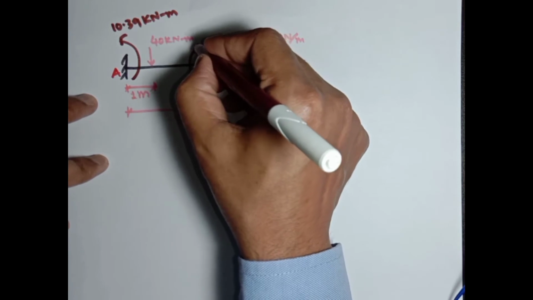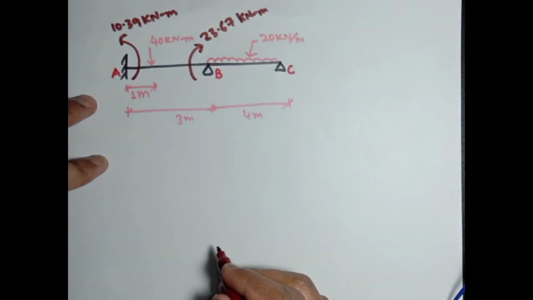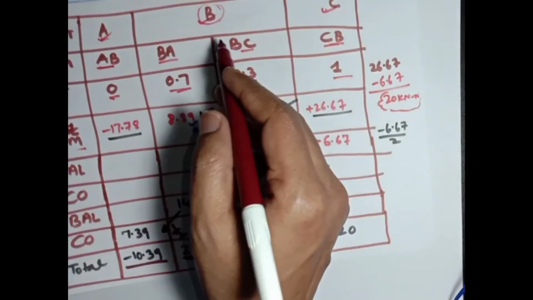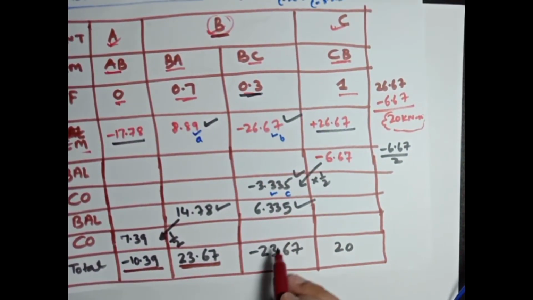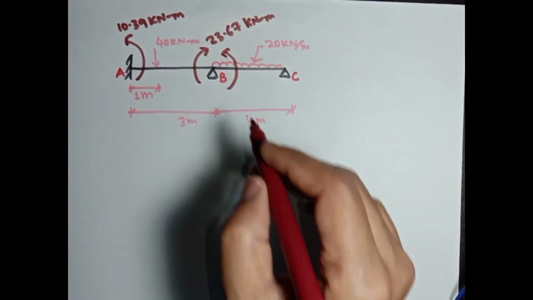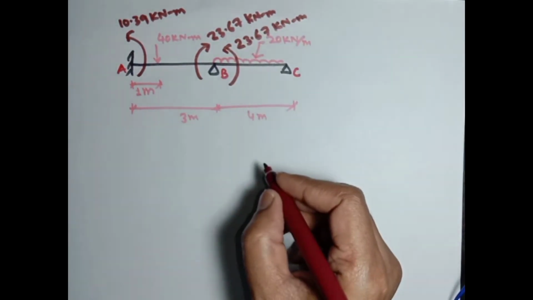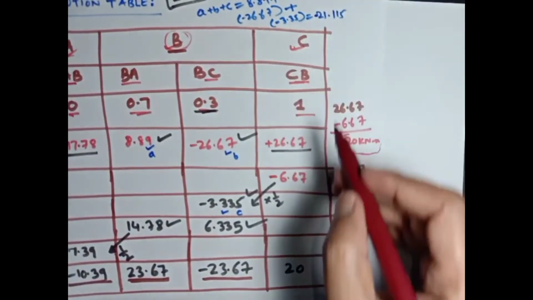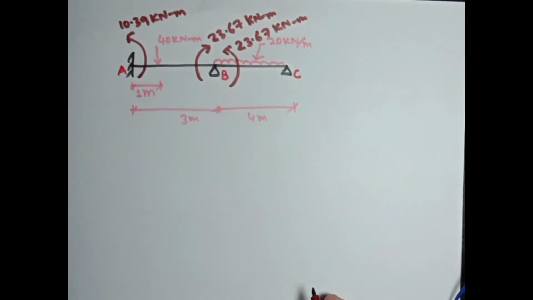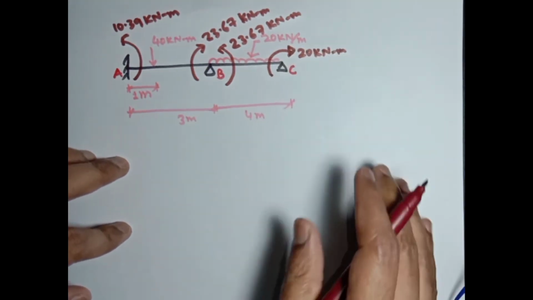So there will be a clockwise moment of 23.67 kilonewton meter, and there will be an anti-clockwise moment to the right of the joint B, I mean for member BC. Here it will be minus 23.67, so it will be anti-clockwise 23.67 kilonewton meter. And at joint C the moment value is 20 kilonewton meter with a positive sign, so it is in clockwise direction. This is the 20 kilonewton meter with clockwise direction.